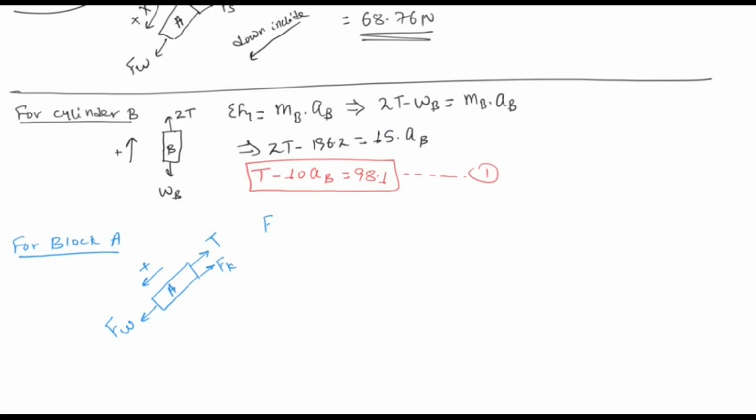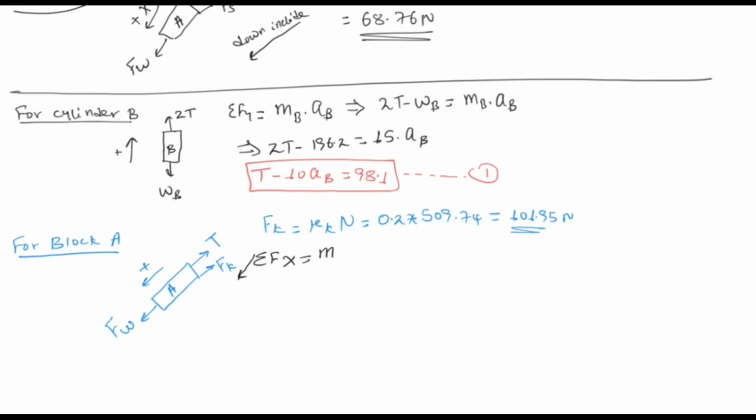The kinetic frictional force equals the coefficient of kinetic friction times the normal force. The coefficient is 0.2 times the normal force, previously evaluated as 509.74. If you evaluate that, you get 101.95 Newton. This is the kinetic friction force in the upward direction, which resists the downward motion.